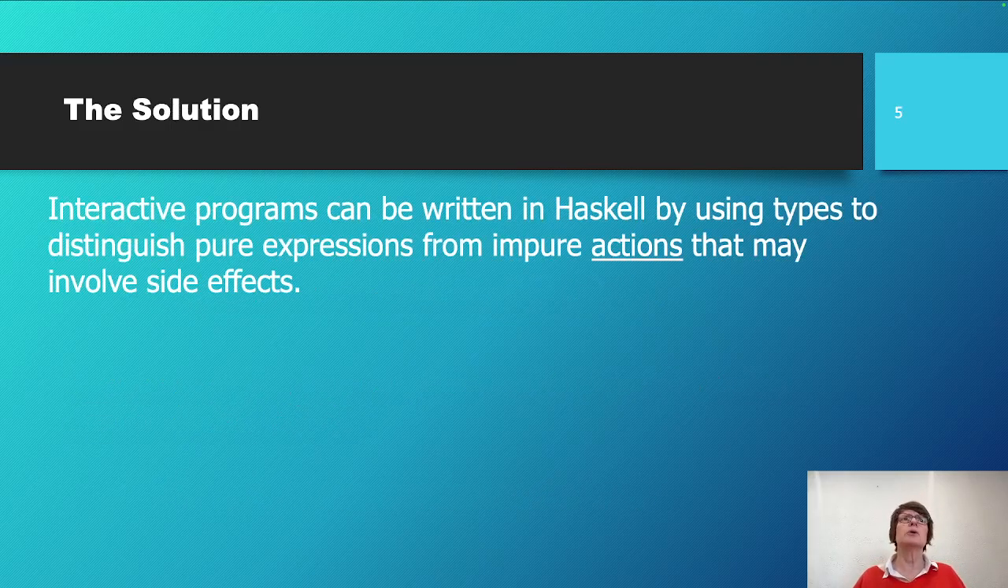Okay, so interactive programs can be written in Haskell by using types to distinguish pure expressions from impure actions. Okay, so we still need to say this is where, we want to ring fence essentially where the outside world has any effect.